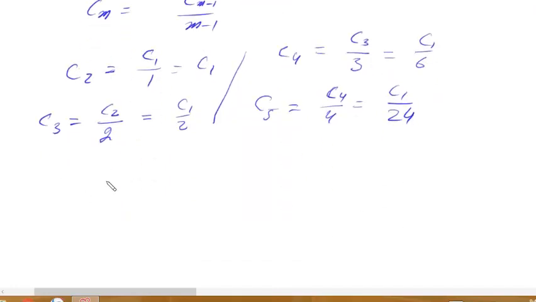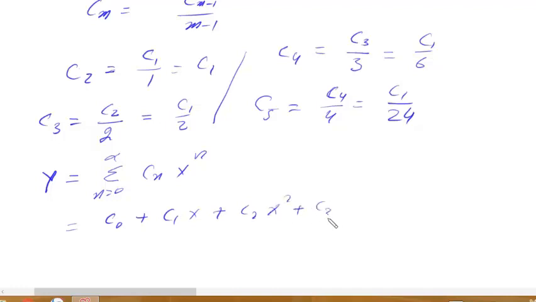Now we know its solution is y is equal to the summation of n is equal to 0 to infinity cn x to the power n. Then we put the value of n is equal to 0, 1, 2, 3 and so on, then this is c0 plus c1x plus c2x2 plus c3x3 and c4x4 and so on.